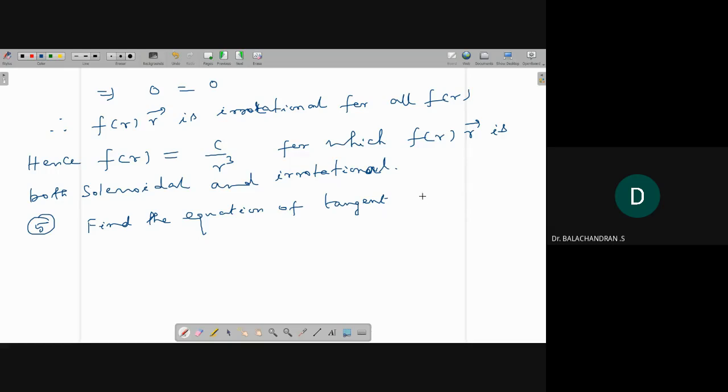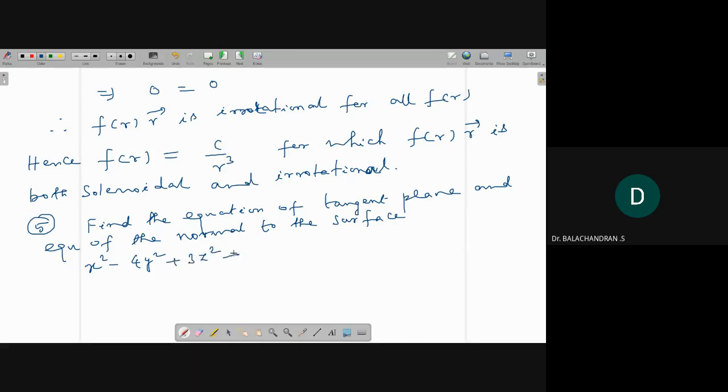Find the equation of the tangent plane and the equation of the normal to the surface x square minus 4y square plus 3z square plus 4 equal to 0 at the point 3, 2, 1.